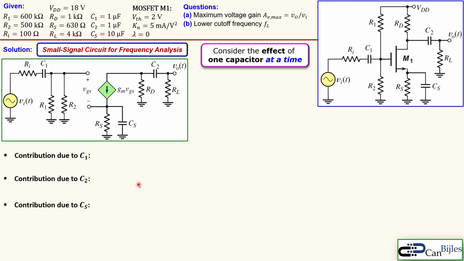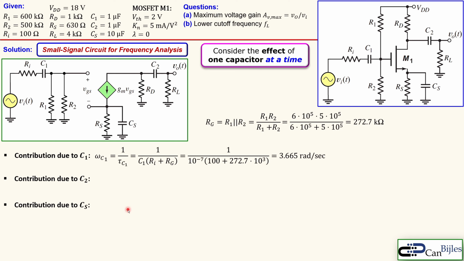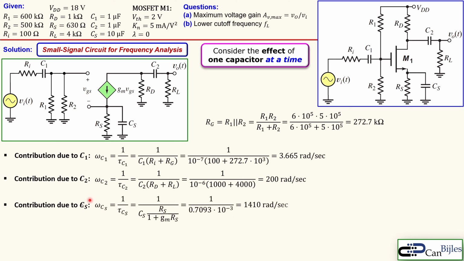Okay, let's now bring everything here and summarize the results. This is now for the C1 contribution, which is almost 3.7 radians, and that was the RG we have used. And this is the pole frequency due to the C2. That is exactly 200 radians per second. And this is the pole frequency because of CS, which is then 1410 radians per second. This is now the largest one, and it is a little bit more than 7 times larger than this pole here.